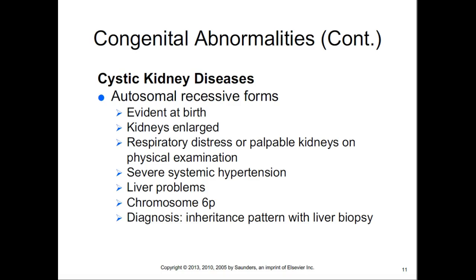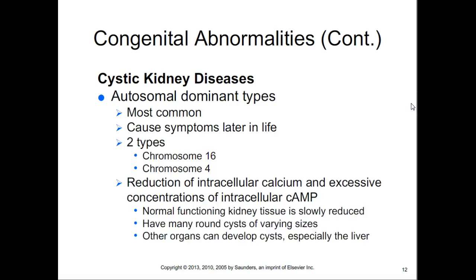Okay, so inheritance pattern can help you know if this is the cause for the cystic kidney, whether it be autosomal recessive or dominant, and then obviously paired with a liver biopsy. So autosomal dominant are the most common, so not autosomal recessive. Autosomal recessive are quite severe.